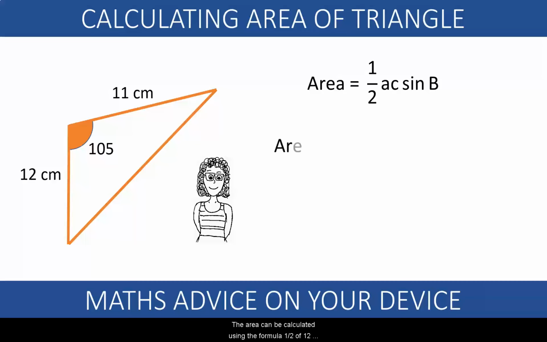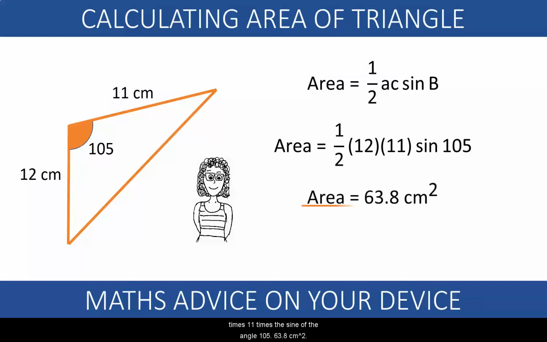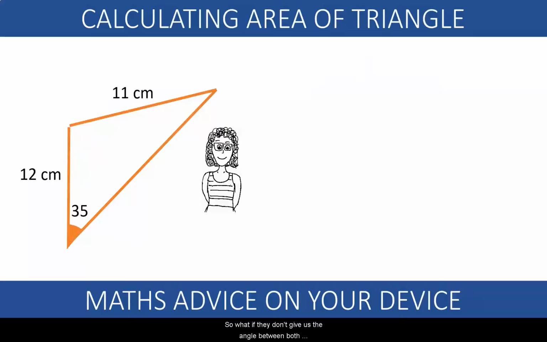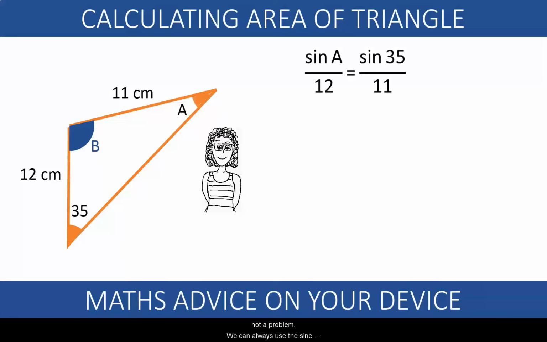The area can be calculated using the formula a half of 12 times 11 times the sine of the angle 105, which gives 63.8 centimeters squared. So what if they don't give us the angle between both sides? Well, not a problem. We can always use the sine rule to figure out the angle between them.